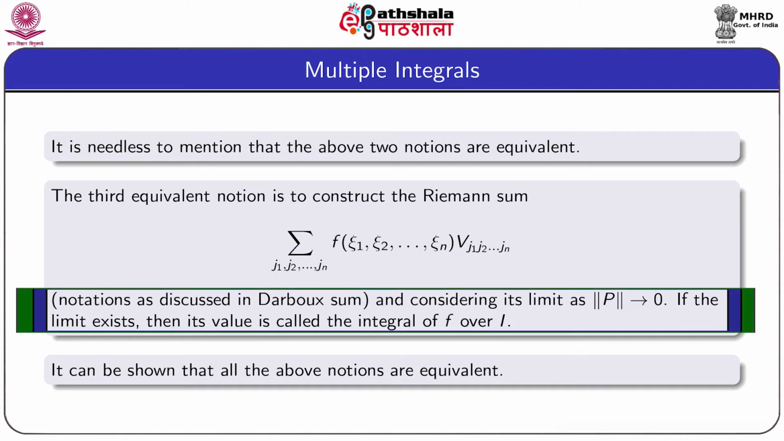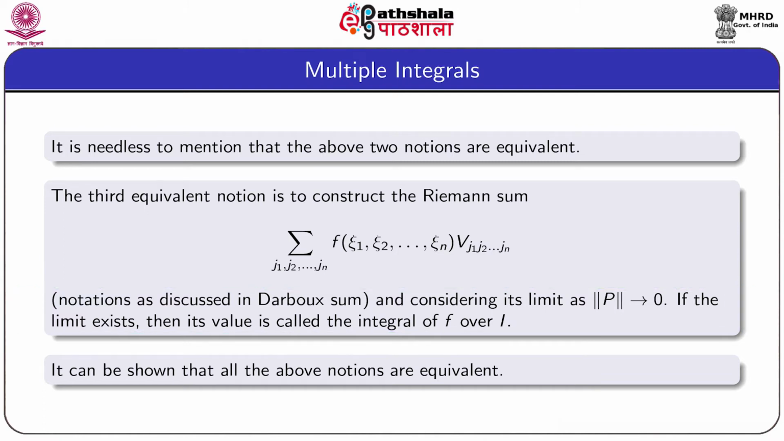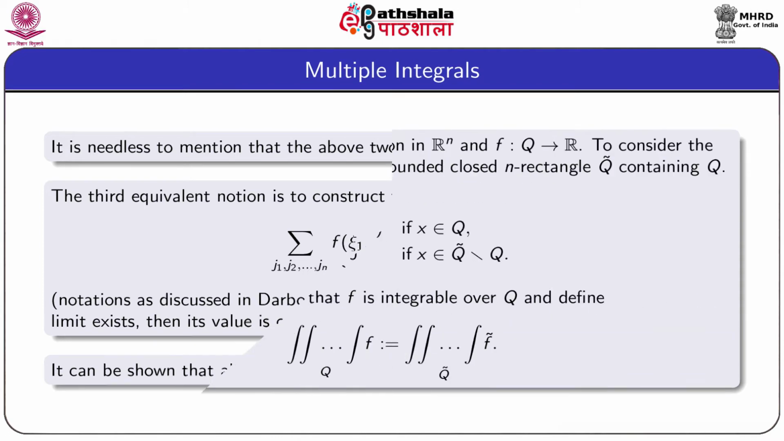Notations are discussed in the Darboux sum, and we consider the limit of this sum as the norm of P tends to 0. If the limit exists, then its value is called the integral of f over I. It can be shown that this notion is equivalent to those we discussed earlier.